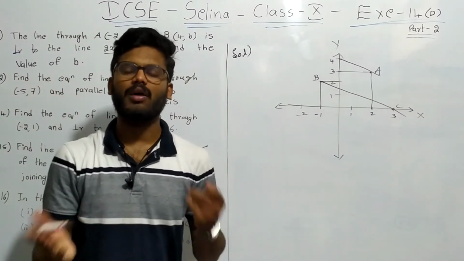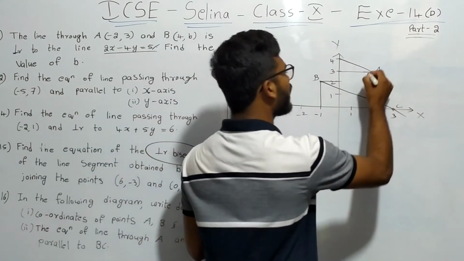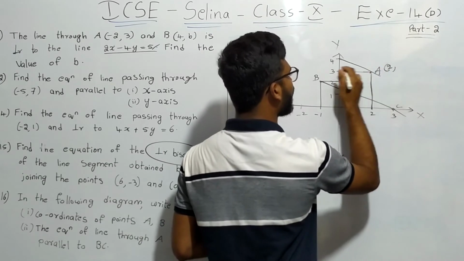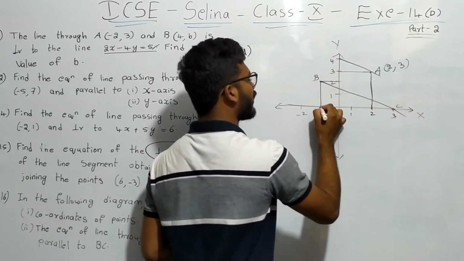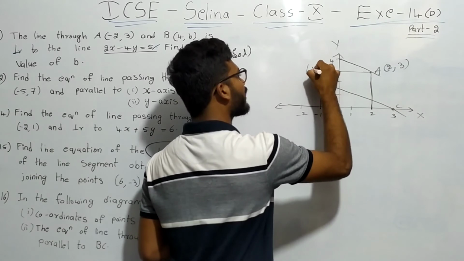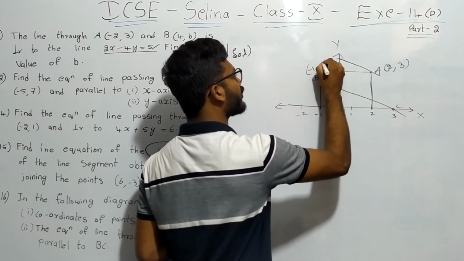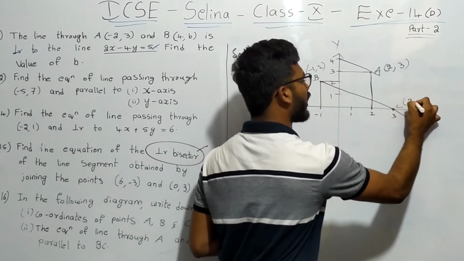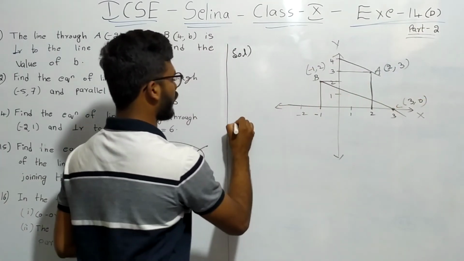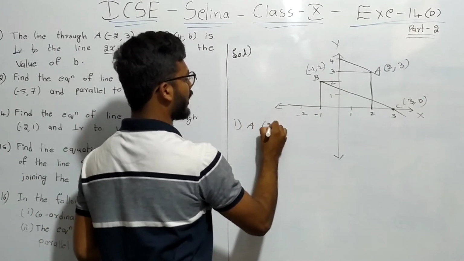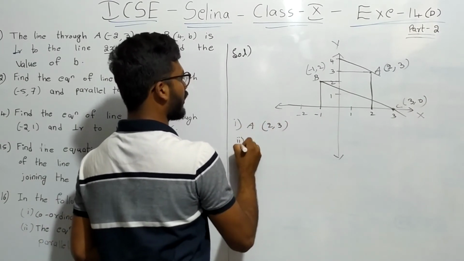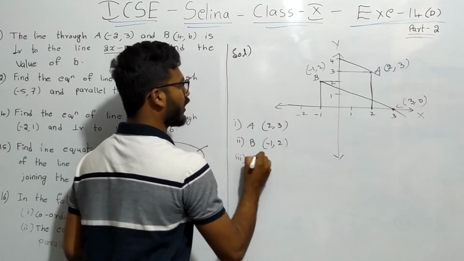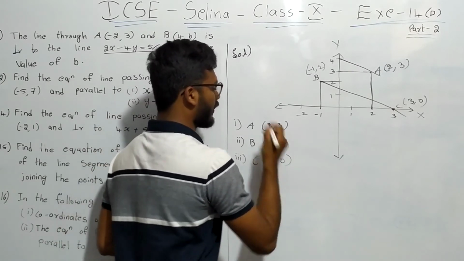In the graph, how do we write coordinates? First, we see the perpendicular from x. At x it is 2, and at y it is 3. So A is (2, 3). For B, the x coordinate is -1 and the y coordinate is 2. So B is (-1, 2). And C is on the x-axis, so no y value. It is (3, 0). Therefore the coordinates are A (2, 3), B (-1, 2) and C (3, 0).